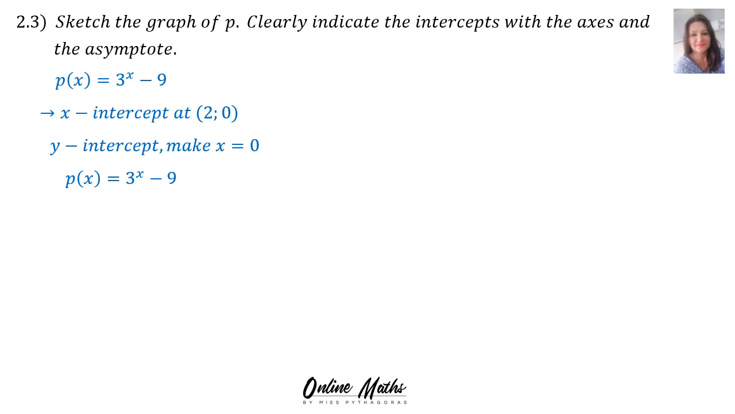Therefore, p of x is 3 to the x minus 9. And then in the place of p of x, I wrote y. Now, y-intercept make x 0. So I'm going to make x 0. And I end with y is 3 to the 0 minus 9. Anything to the 0 is 1. So I end with y is 1 minus 9, which is -8. So the y-intercept is at -8.